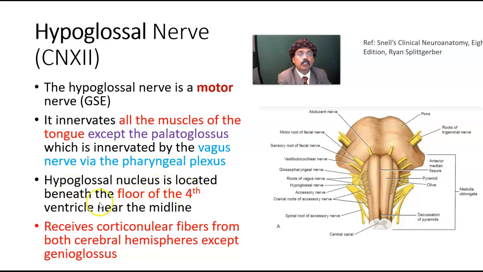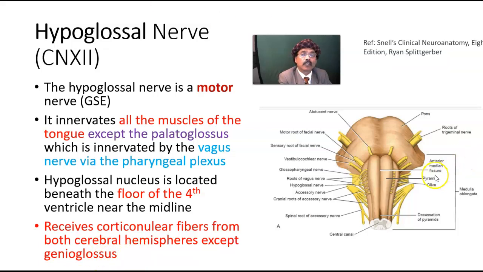The hypoglossal nerve is located beneath the floor of the fourth ventricle. The fourth ventricle is located between the posterior aspect of the brainstem and the anterior aspect of the cerebellum. The tongue receives corticonuclear fibers from both cerebral hemispheres. Corticonuclear fibers means these are the upper motor neurons. In case of genioglossus, it gets the connection from the contralateral corticonuclear fibers.